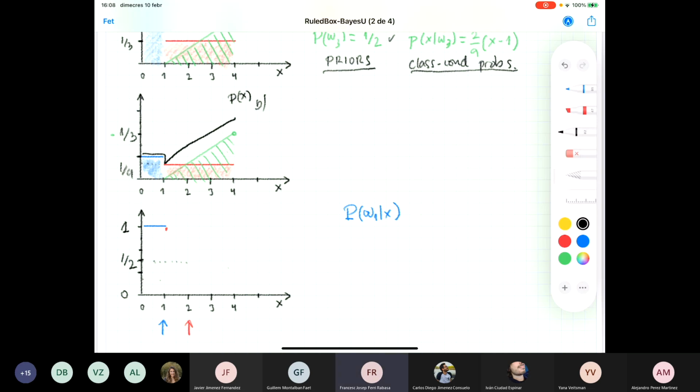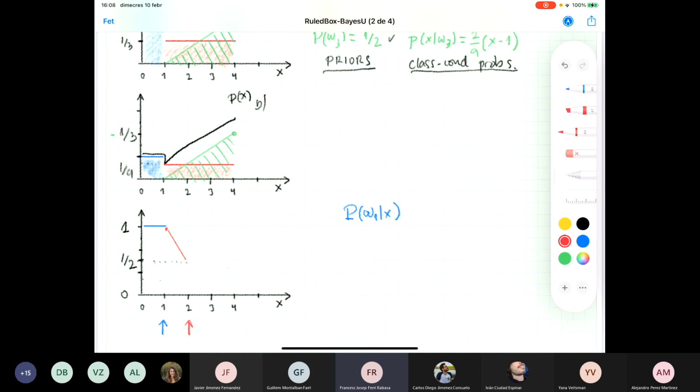This value is decreasing from this point to this point and keeps decreasing until this point. No, not exactly to 0. Sorry, not 0. Let's check what happens at this point.